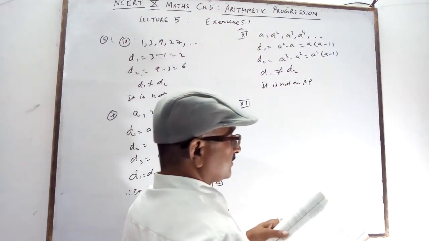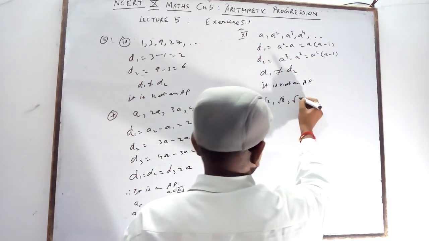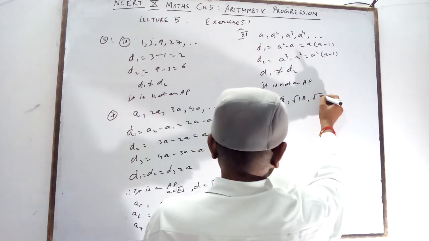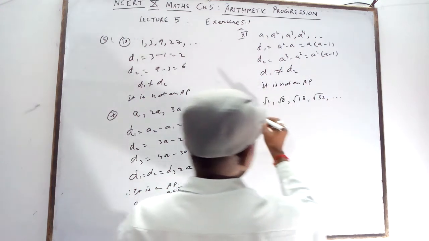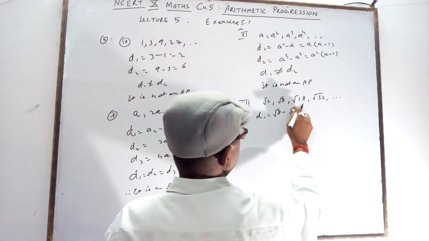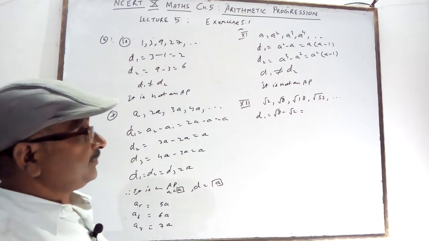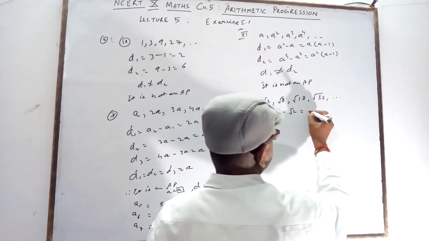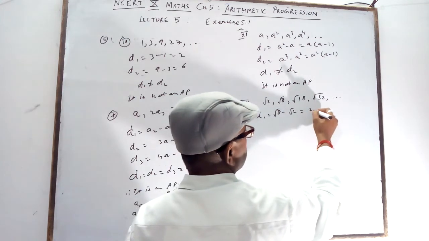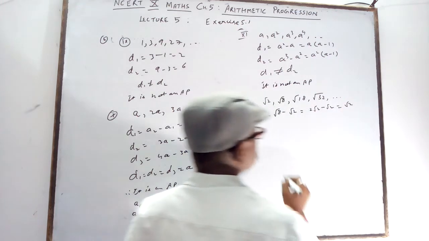The terms are root 2, root 8, root 18, root 32, and so on. So d1 is equal to root 8 minus root 2. Root 8 you can write as 4 into 2, since 8 is not a perfect square. So 2 root 2 minus root 2 gives you root 2.